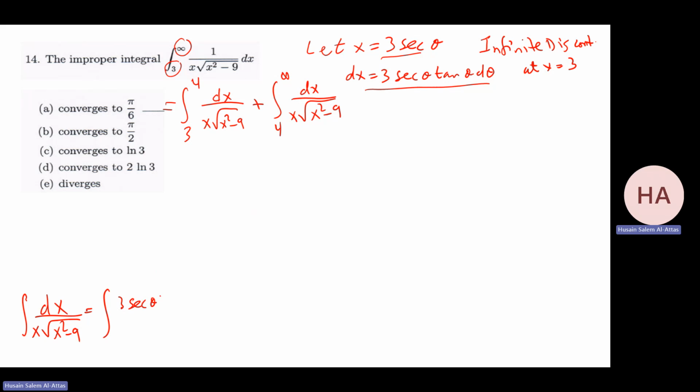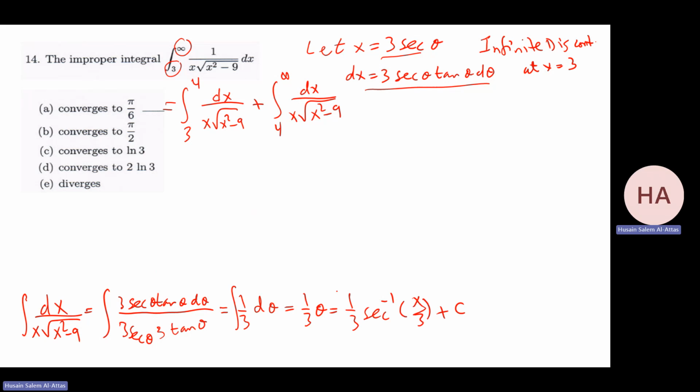3 secant theta tan theta d theta over what? x is 3 secant, so this is what? 3 tan theta. So my answer is 1 over 3 d theta, which is 1 over 3 theta. That will be 1 over 3 secant inverse of x over 3 plus c.